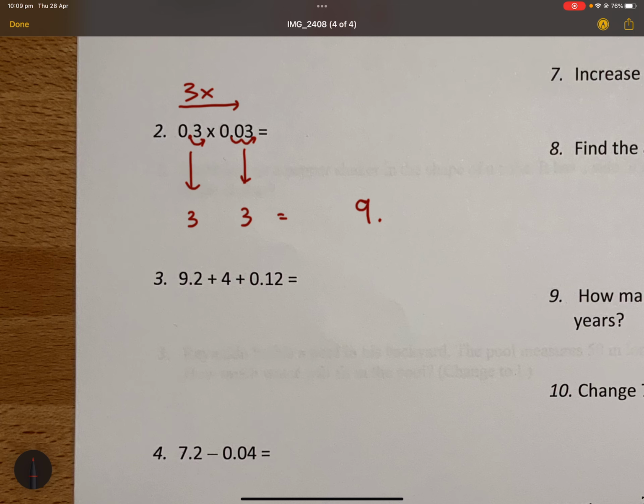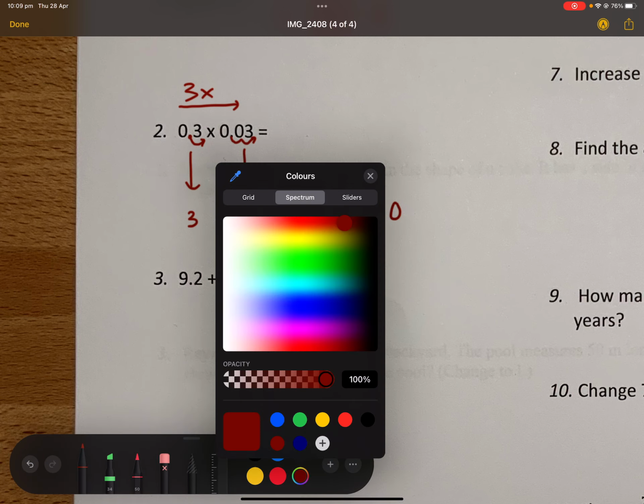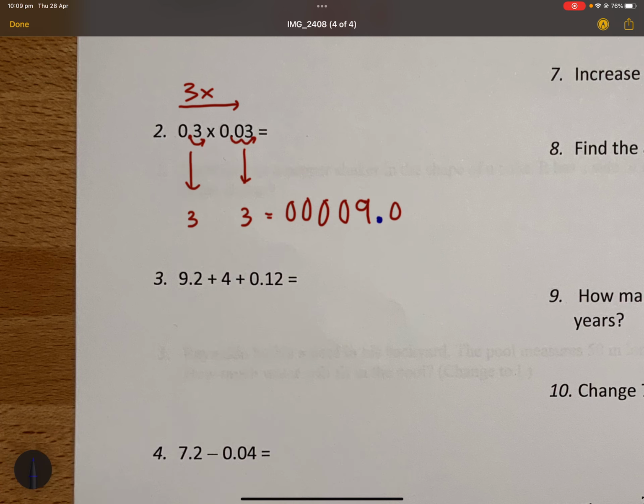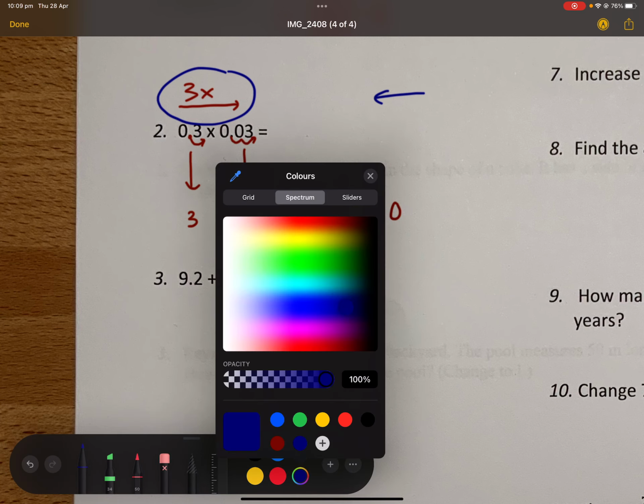All right, let's put in some zeros so we can see what's going to happen once we move the decimal place back. Okay, now, the decimal place used to be here, the blue dot, right? But because we moved the decimal place 3 times to the right, for the answer we must move the decimal place back 3 times to the left. So 1, 2, 3. So there's your answer.